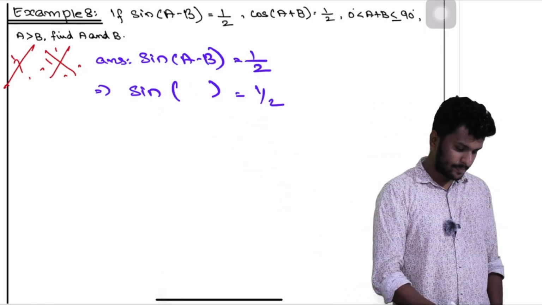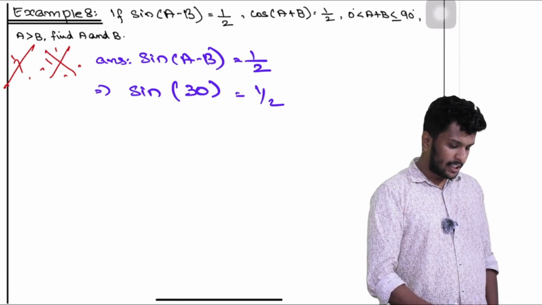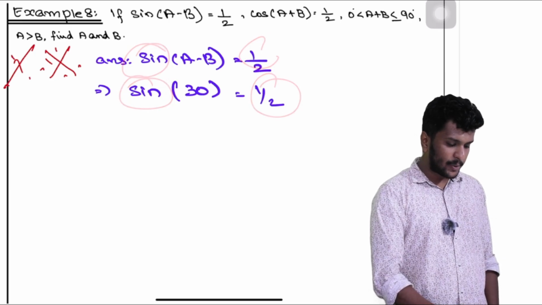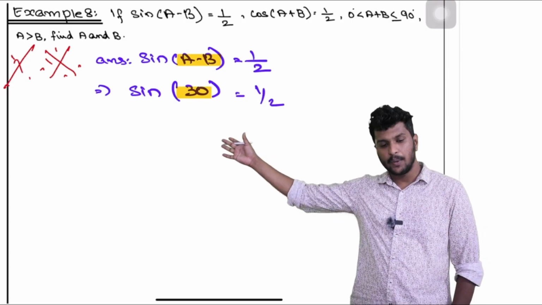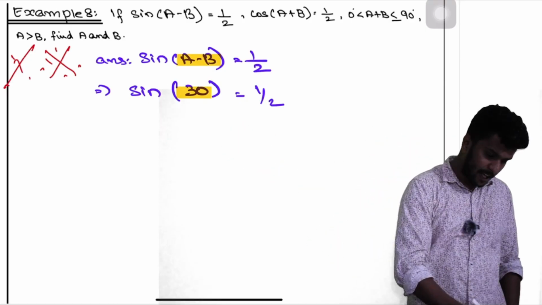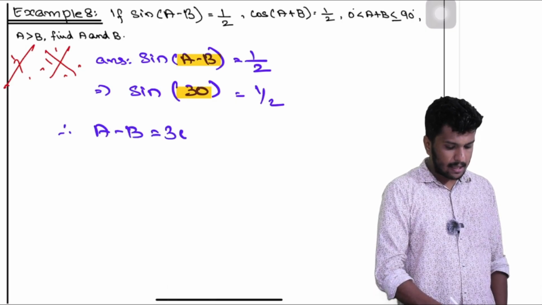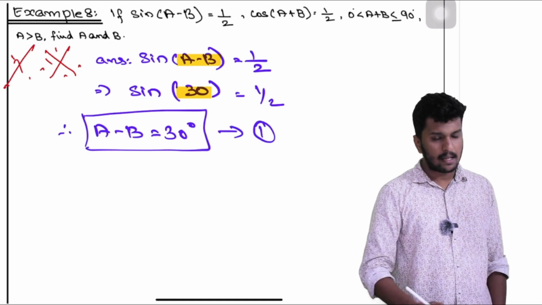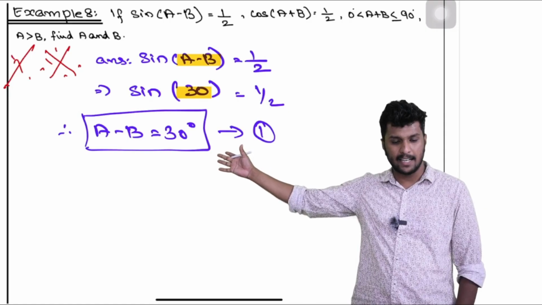So you can write sine 30 equals 1 by 2. So look here, sine of a minus b is 1 by 2, so the actual value of a minus b you can get from here is 30 degree. Therefore you can take a minus b equals 30 degree as equation number 1. Is it very clear for all?